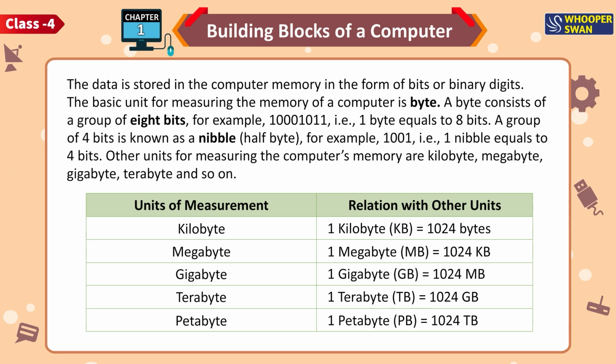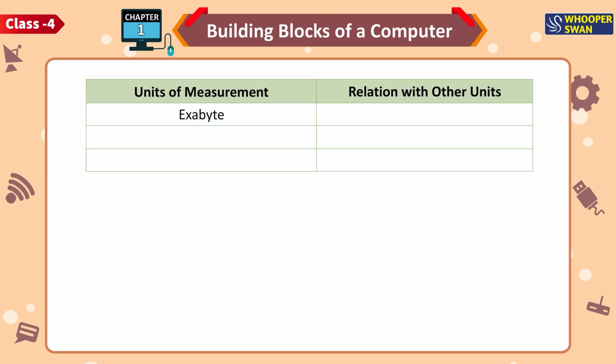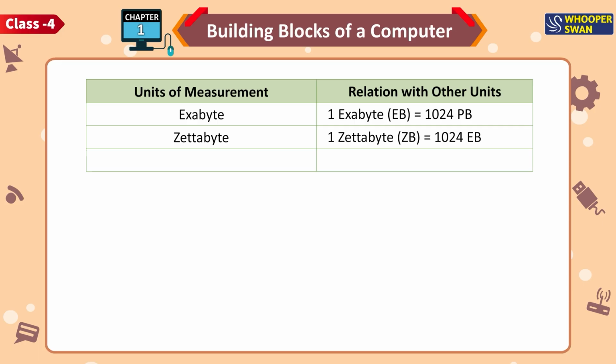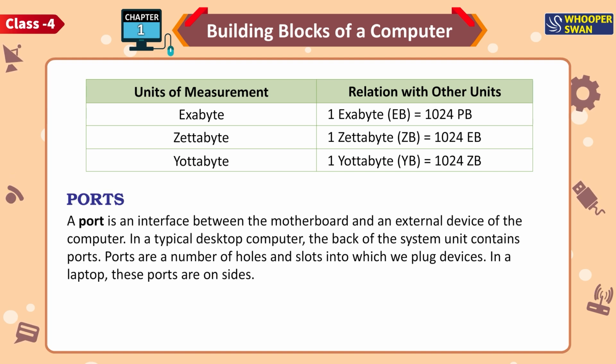Petabyte. 1 petabyte PB is equal to 1024 TB. Exabyte. 1 exabyte EB is equal to 1024 PB. Zettabyte. 1 zettabyte ZB is equal to 1024 EB. Yottabyte. 1 yottabyte YB is equal to 1024 ZB. Ports. A port is an interface between the motherboard and an external device of the computer.